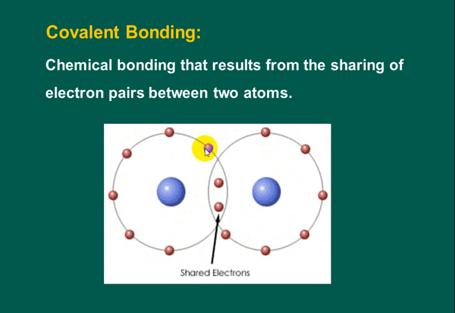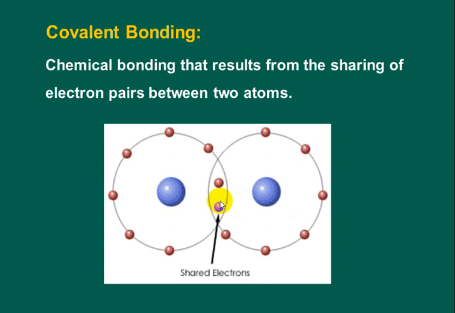This atom has 1, 2, 3, 4, 5, 6, 7 electrons. And the second atom contains 1, 2, 3, 4, 5, 6, 7 electrons. So each atom needs 1 electron to complete its outermost energy level with electrons.